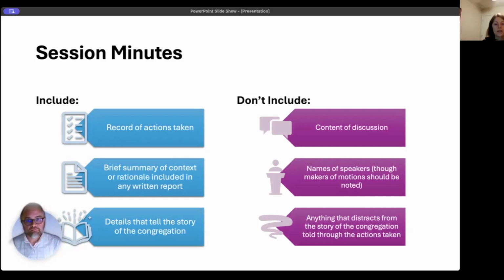Do you have any samples that you provide of minutes? I don't have a good standing sample in my regular file, but I will make sure that they get added.